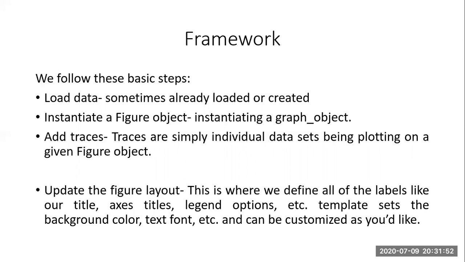Instantiate a figure object. So basically it is talking about instantiating a graph object. We already know in the previous slide that a graph object is everything. It is where the decisions are taken: what type of plot and how we are going to do it. Traces. Traces is all about data. What we are going to plot, the data, is the trace. Traces are simply individual data sets being plotted on a given figure object. So we have the data, the type of graph object, and then we convert that data into the traces.